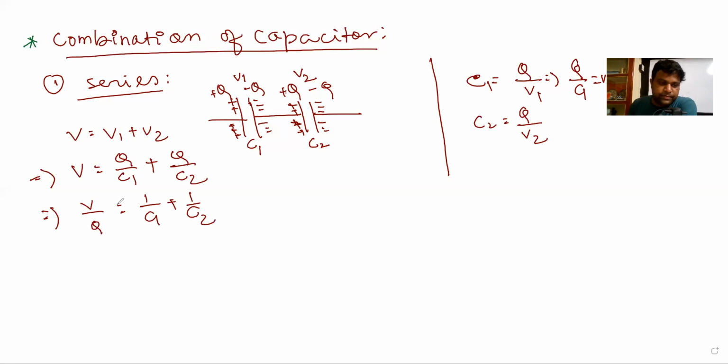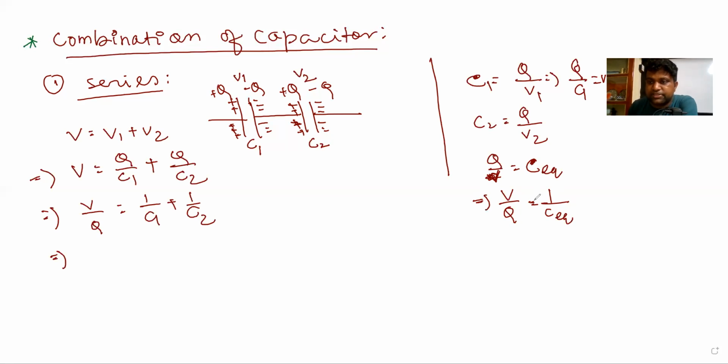Now you see that V is the net or total voltage provided to the capacitors, and Q is the charge of your combination. So V by Q will be basically the inverse of C, the equivalent capacitance of the combination. You can say V by Q will be 1 by C equivalent, basically.